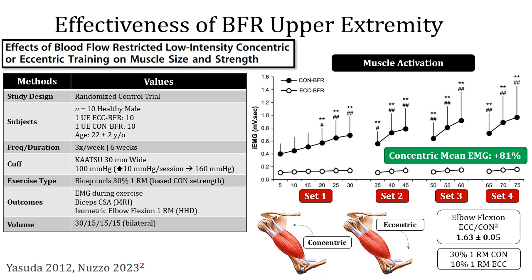So one arm is doing 30% of its 1 RM, obviously concentrically, but the eccentric limb is working only eccentrically, and at 18%, almost half of the 1 RM of the concentric group. So it's clearly shown in the EMG that they are not nearly as taxed compared to that of the concentric group.